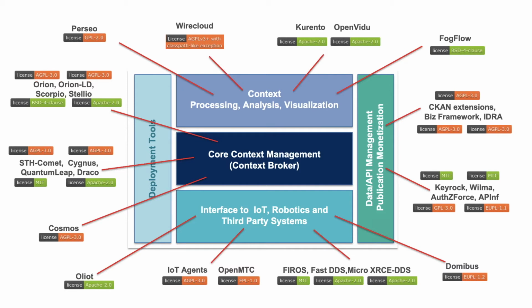I mean, again, going back to the thing here, if you look at the companies behind the various elements in green, they are more likely to be, say, academic institutions like FIROS or Keyrock, which are using MIT, whereas the companies which tend to use things like EPL, EUPL, or AGPL have got additional commercial requirements. Now, you'll notice there is one weird license here, which is the one for WireCloud, which again is AGPL, but they have got a specific class path-like exception.